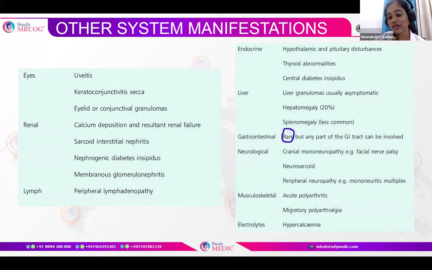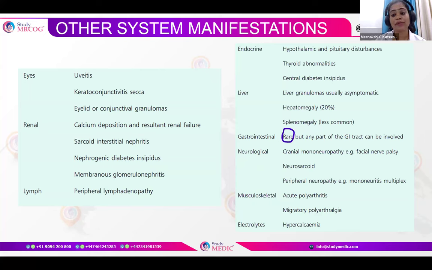be sarcoid interstitial nephritis. And with sarcoidosis, they present with both nephrogenic as well as central diabetes insipidus. Either of them is possible. Membranous glomerulonephritis, peripheral lymphadenopathy, and in the endocrine system, thyroid abnormalities and hypothalamic and pituitary disturbances, central diabetes insipidus, and they can present with liver granulomas, which are usually asymptomatic, hepatomegaly, and also splenomegaly, which is less common though. And gastrointestinal involvement is actually rare, but any part of the GI tract could be involved.